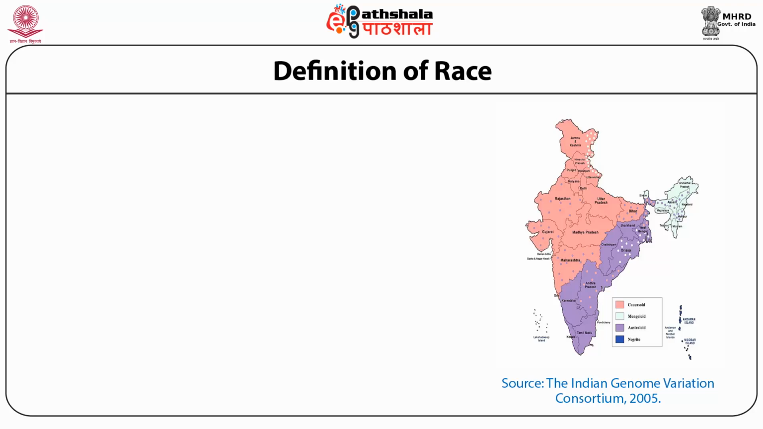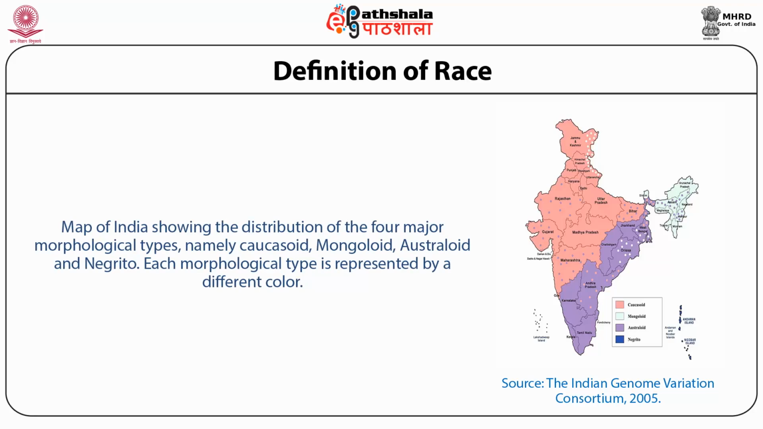All the four major morphological types, that is Caucasoid, Mongoloid, Australoid and Negroid, are present in the Indian population. The Caucasoid and Mongoloid populations are mainly concentrated in the north and northeastern parts of India. The Australoids are mostly confined to central, western and southern India, while the Negroids are restricted only to the Andaman Islands.